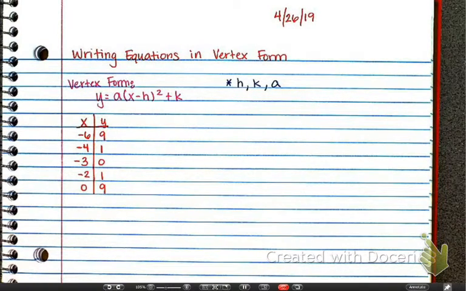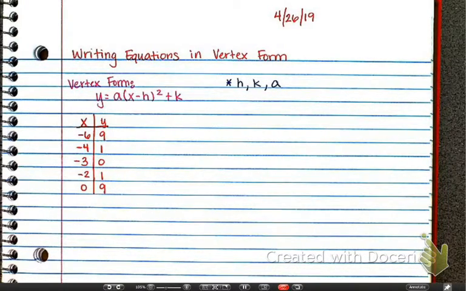So here's the table I'm going to give you. And we're going to, again, work backwards. So we're not graphing, we're writing an equation. So you fill it in. Okay, so looking at this table, is there anything that you can tell me about it?